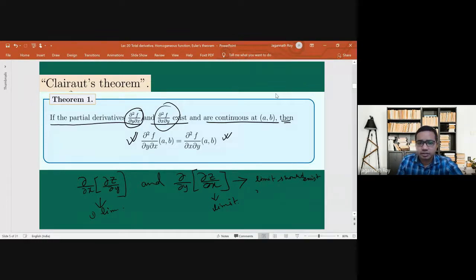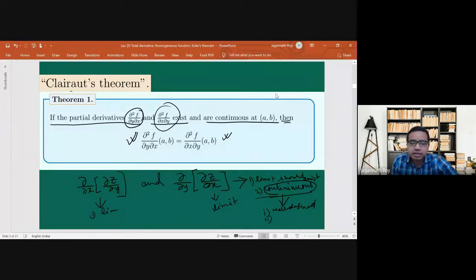Exist. Then they are continuous. That means if they're continuous, then the functional value, once they are continuous, this will imply they will be well defined at that point. Well defined.